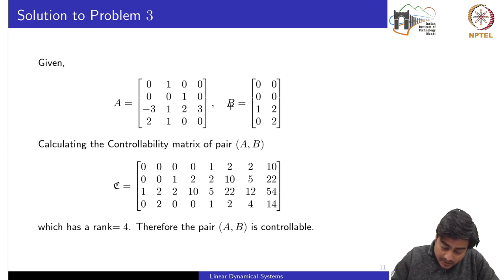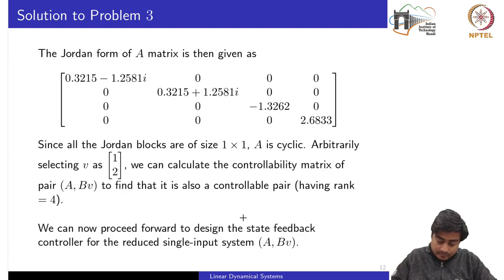Given this pair A, B, first we can check the controllability matrix, and since the rank of this controllability matrix is 4, the pair A, B is controllable. Now writing the Jordan form of the A matrix, which is given by this, we see that all the Jordan blocks are of size 1 cross 1. So the matrix A is cyclic, and the pair A comma B is controllable.